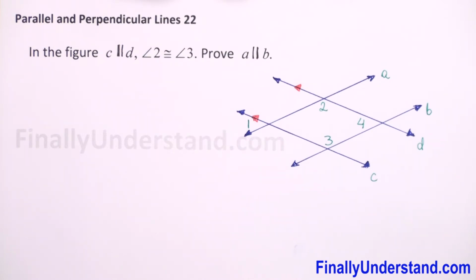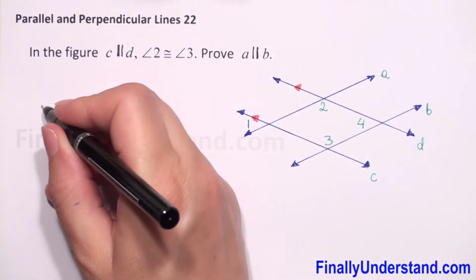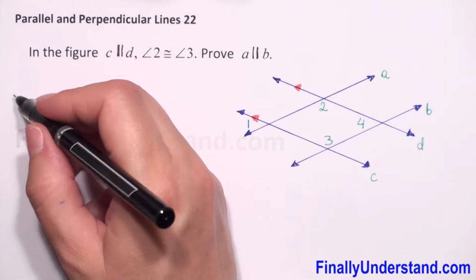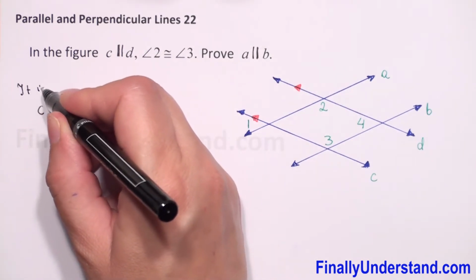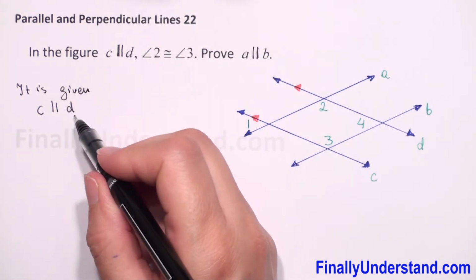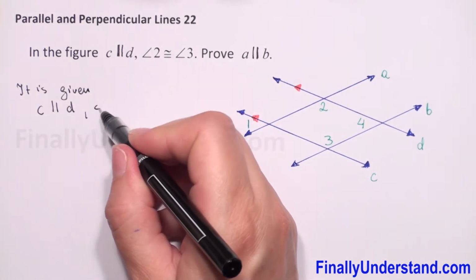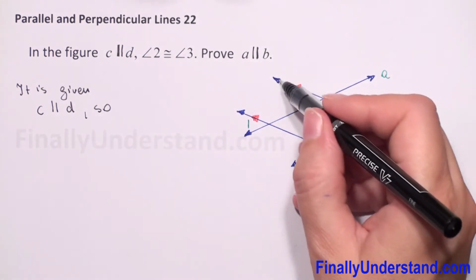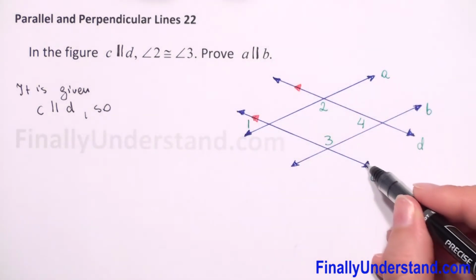So it is given that C is parallel to D. Let me write this. It is given that C is parallel to D. So it means these two lines are parallel.